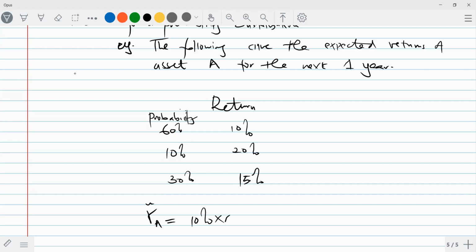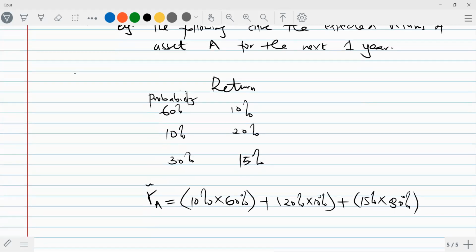The chance of that outcome is 60. And the next outcome is 20%. The chance? It's 10%. The next outcome you can get is 15%. The chance of it is 30%. And that accounts for the mean return that we are anticipating to get from that particular stock. There are three outcomes. You can get 10, 20, or 15, but the chance of getting each one of them is different: 10 is 60, 20 is 10, and 15 is 30.